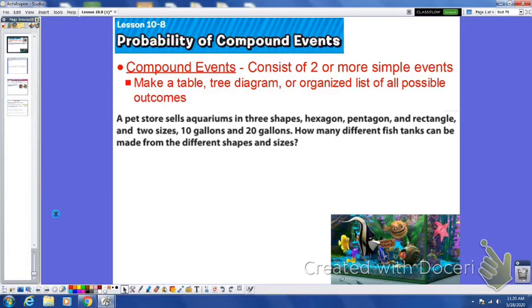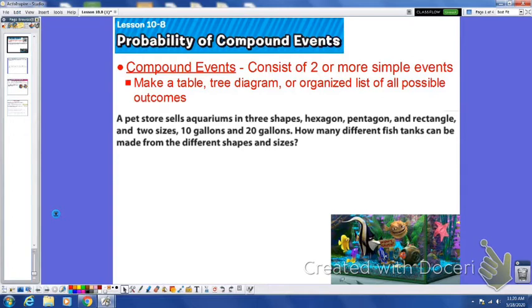So the first thing we're going to discuss is finding out how many different possibilities there are. We could make a table, we can make a tree diagram, or we can make an organized list of all the possible outcomes. So we're going to do an example of each of them. In this first one, a pet store sells aquariums in 3 shapes: hexagon, pentagon, and rectangle, and 2 sizes, 10-gallon and 20-gallon. How many different fish tanks can be made from the different shapes and sizes?